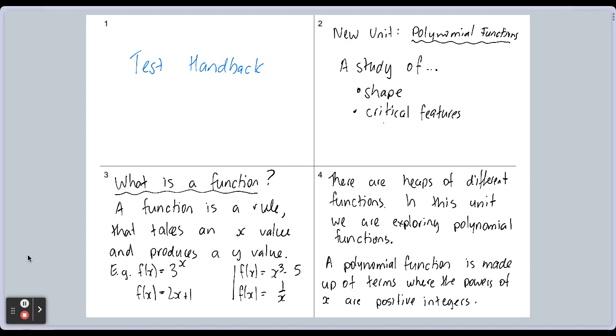I've got a little bit more about graph drawing in a second, so I won't say anything more about that. And that second text box there, it's up to you what you write down there, but I just wanted to put it out there that there are heaps of different kinds of functions. In this unit, we are exploring polynomial functions. It's probably worth putting that bottom phrase down there, though. A polynomial function is made up of terms where the powers of x are positive integers. Technically, you could also include 0 there, but it's a bit of a boring one if you include 0.